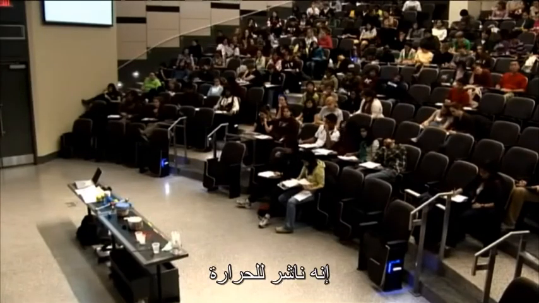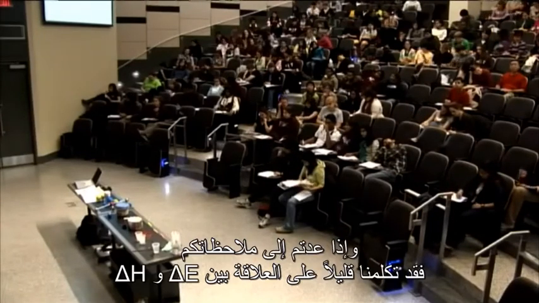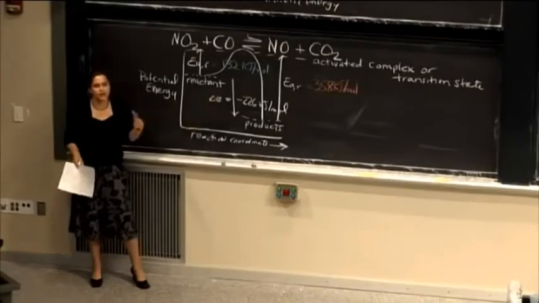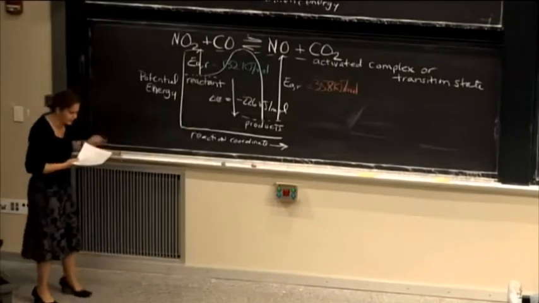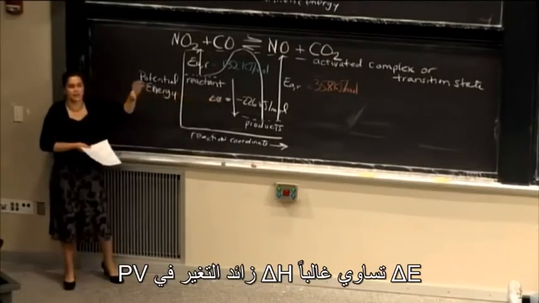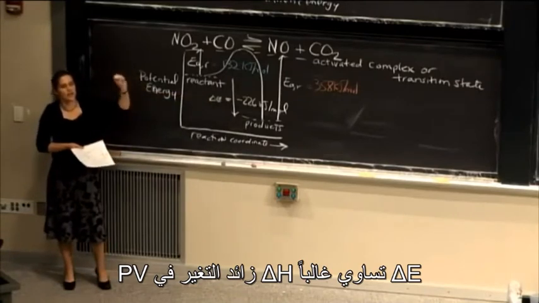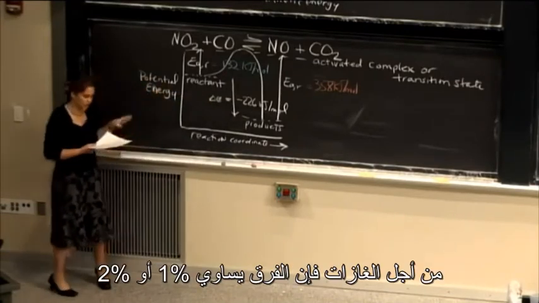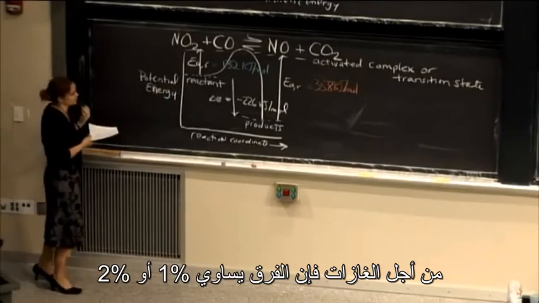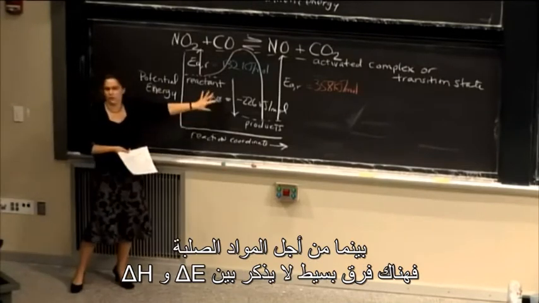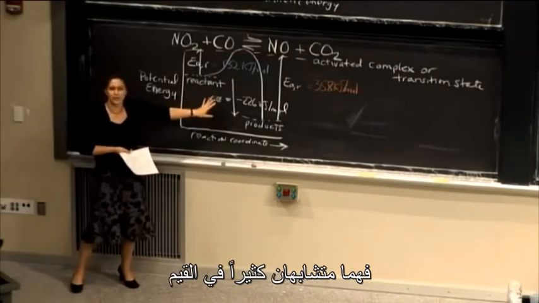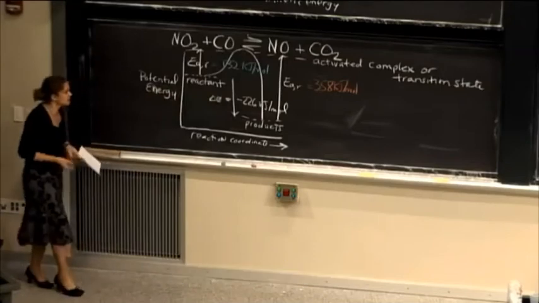It's exothermic. And if you look back in your notes, we talked a little bit about the relationship between delta H and delta E, and they're actually pretty similar. Delta H usually equals delta E plus a change in PV. So for gases, it's about 1 or 2% difference, and for solids, there's really negligible difference between delta E and delta H. So they're pretty similar types of values.